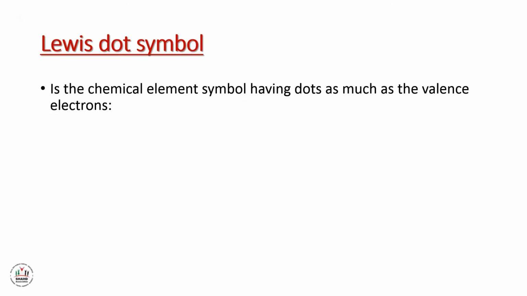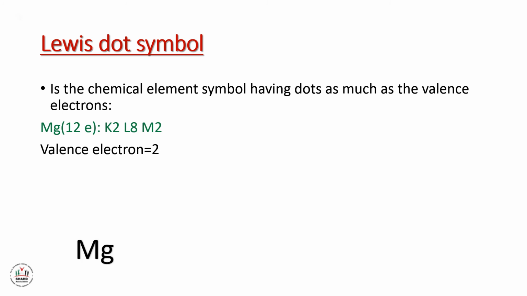The final point in this lecture is the Lewis dot symbol. The Lewis dot symbol is the chemical element symbol having dots as many as the valence electrons. So in the magnesium atom, the valence electrons is 2 because the last energy level has 2 electrons. So we write the chemical symbol Mg, and we start by making dots clockwise or counterclockwise. 1, 2.